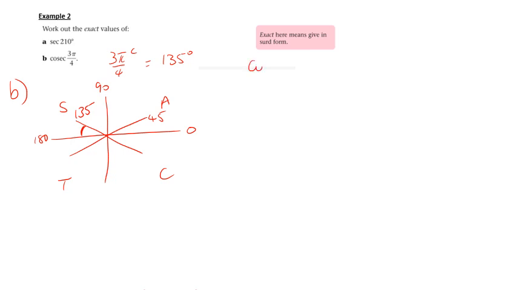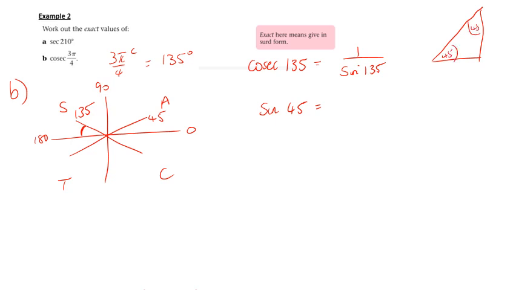Now the question is asking me to find cosec of this. Cosec is the reciprocal of sine. So if I can figure out sine of 135, then I'll know cosec of 135. So let's see if we can figure out sine of 135. Well, from the CAST diagram, I can see that if I work out sine of 45, that's going to be really helpful. And there's a triangle for that, which I showed you in a previous PowerPoint. Sine of 45 is opposite over hypotenuse, which is 1 over root 2.